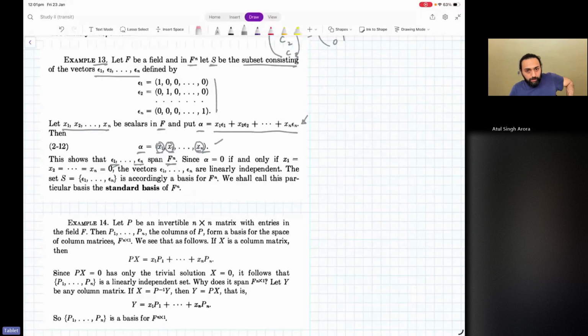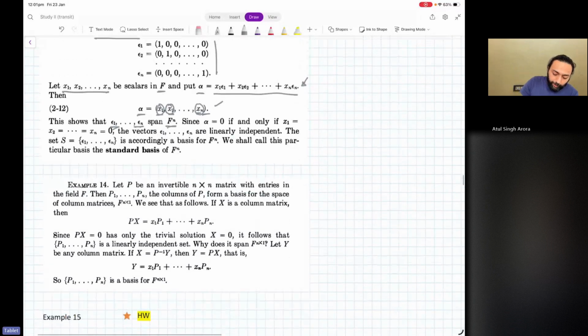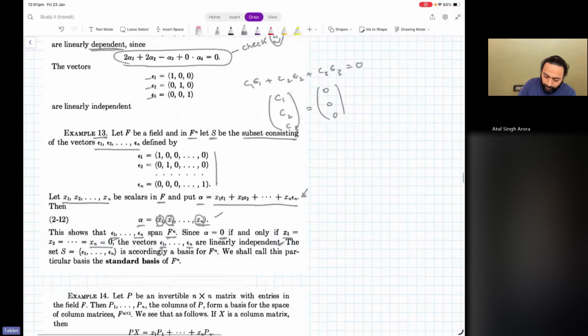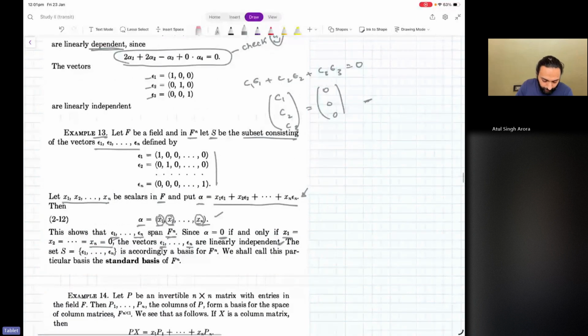Manan? Yes. Are you okay? Okay. Sorry, there's a little bit of lag, so I couldn't tell. All right. Now, alpha is 0 if and only if x1 to xn are 0. That is the only way that we get the 0 vector. So these epsilons are linearly independent. It's exactly what I said above here. It's basically just saying this thing. Is that okay? Yes, sir.